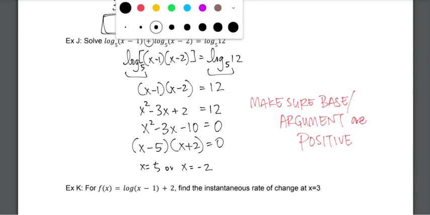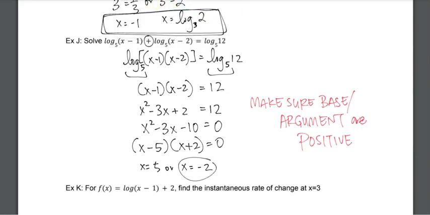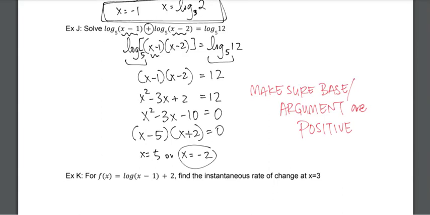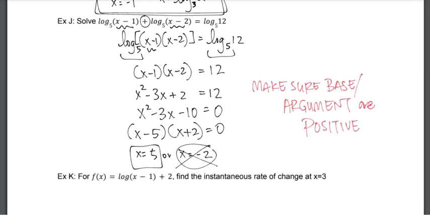In this case, x equals negative 2. If I plug that into x minus 1, or sorry, let's go to the original, x minus 1, I'm going to get a negative number. If I plug it into x minus 2, I'm going to get a negative number. So that is an inadmissible answer. If I take the 5 and plug it into x minus 1, I get 4. Plug it into x minus 2, I get 3. So those are both positive numbers, so that's my only solution. Okay?